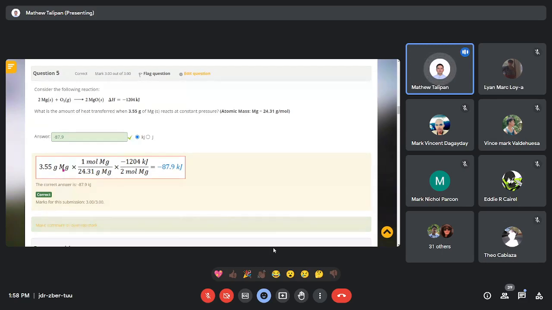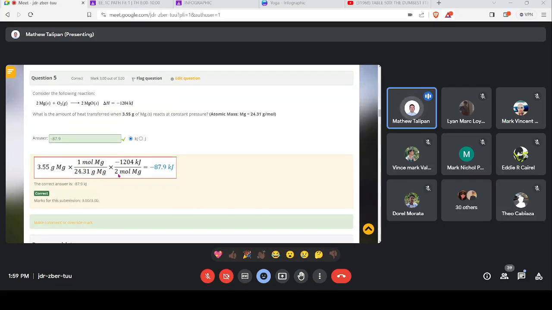Next is the usual mass to heat. You have to take note that the given quantity, the mass of the substance, is related through the balanced chemical equation, the thermochemical equation.